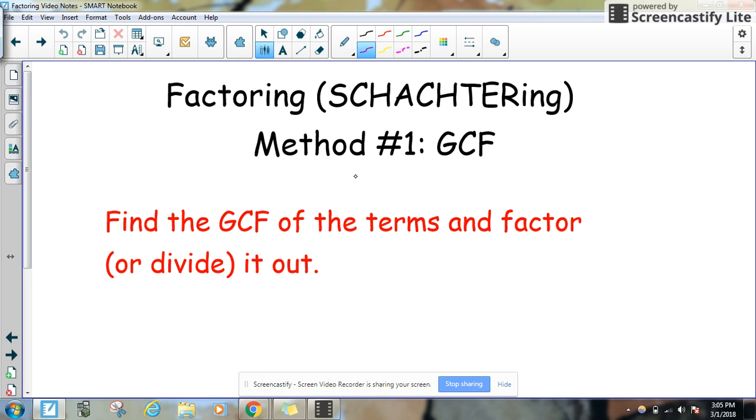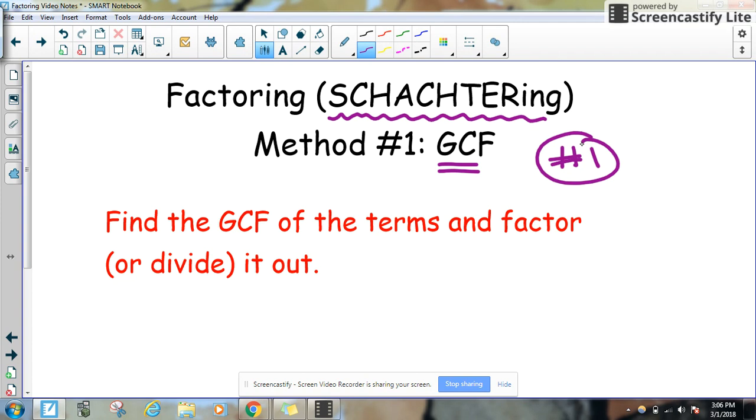This is method number 1 of the Schachtering methods, the GCF method. Now this is actually the most important method. This is the number 1 method you need to check when you do a problem. Every single problem we're going to do needs to be checked to see if there's a GCF you could remove. So this is the big one right here.